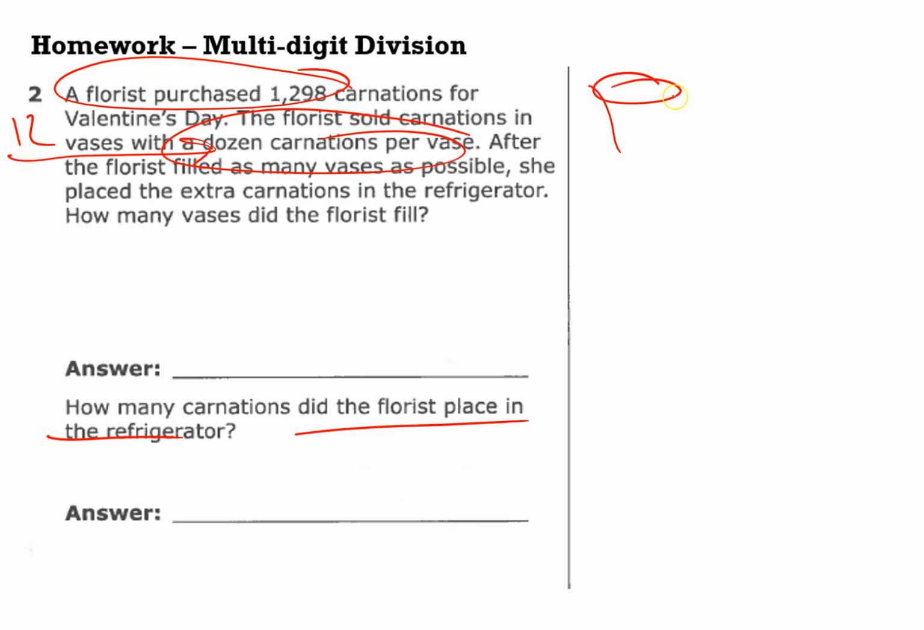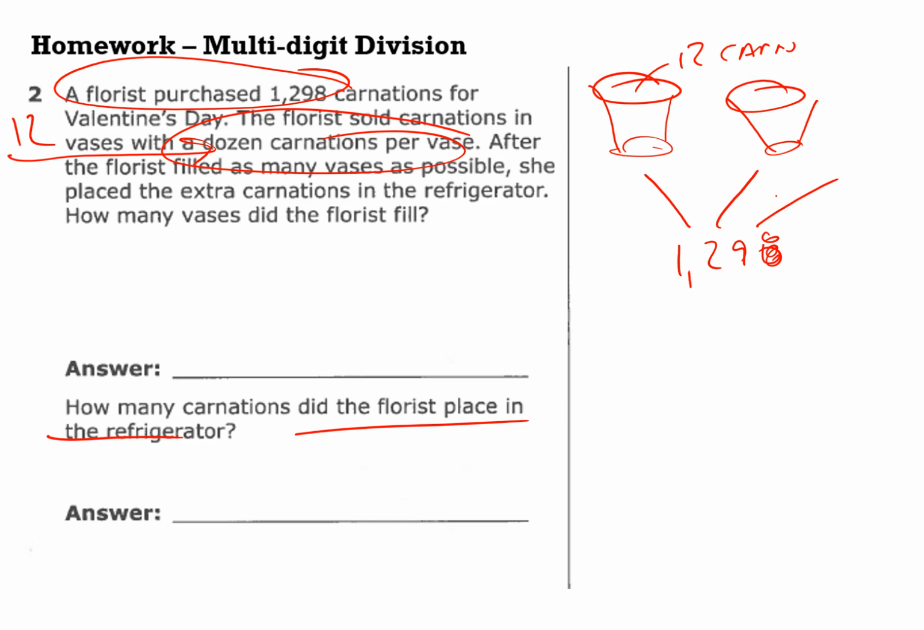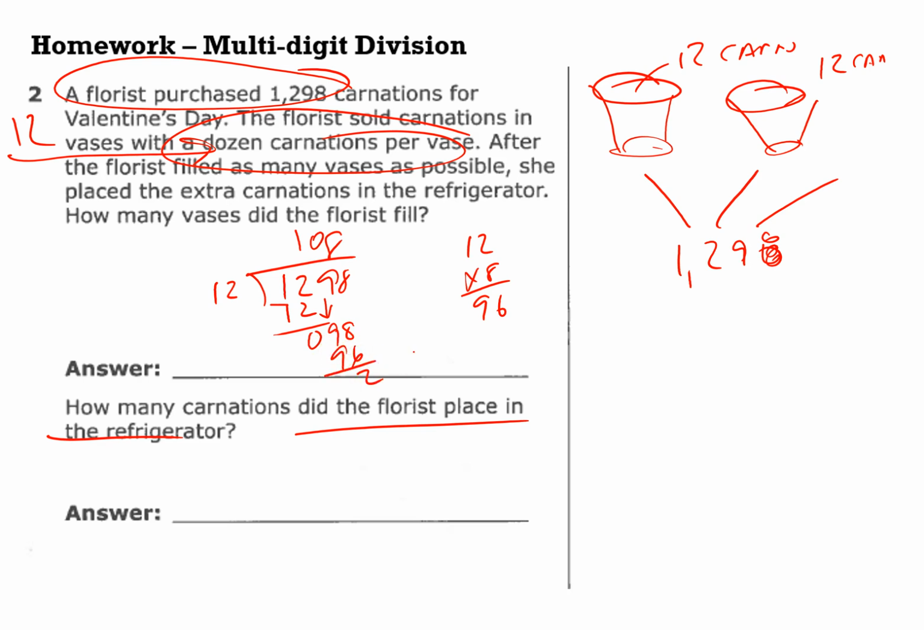So I'm not the best drawer, but I have a vase here, and I have 12 carnations. Another vase, 12. So I take my 1,298 carnations and I'm going to separate them into vases. And I'm going to have a few left over. So I am separating, so let's divide. 1,298 divided by 12. That's 1. 12, 0. Bring down my 9. 12 is greater than 9, so I have to put a 0 here. Bring down my 8. And I believe 12 times 8 is 96. So that's 8. 96, 2.